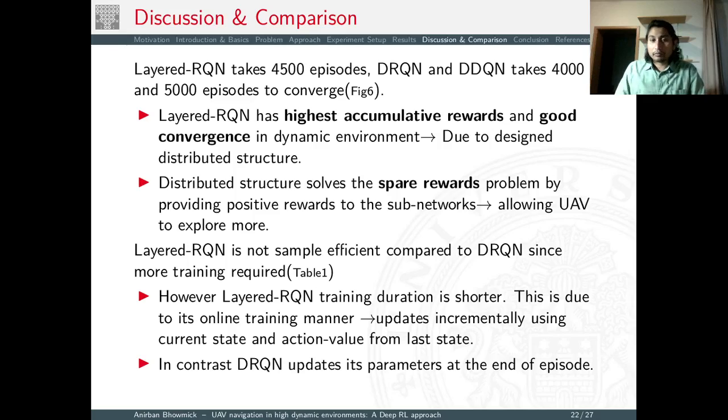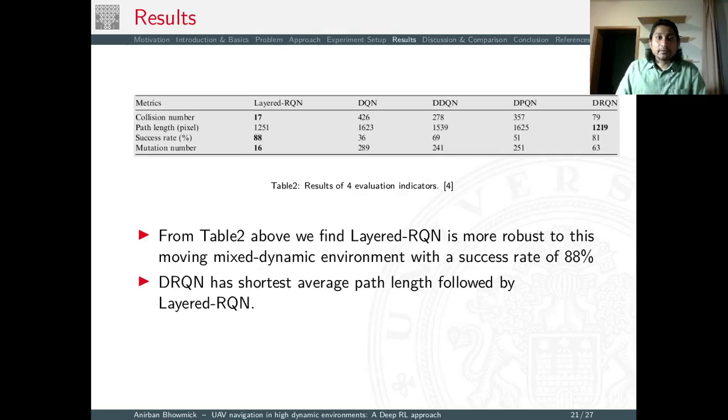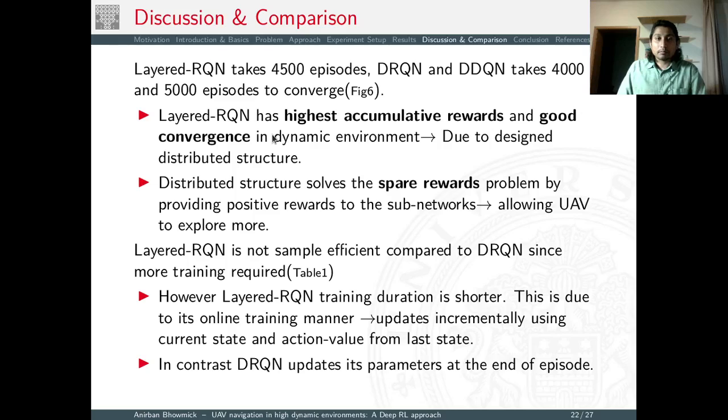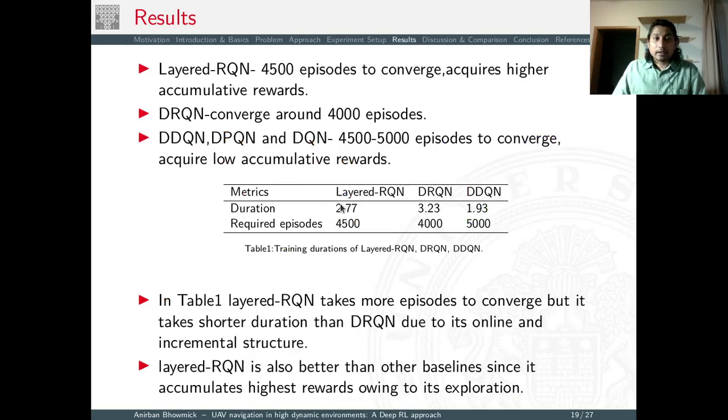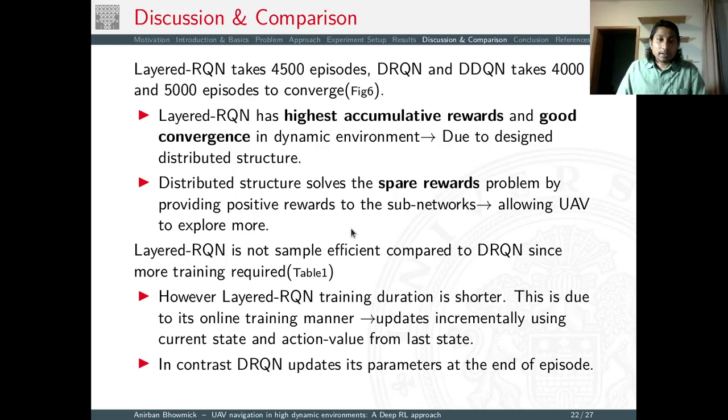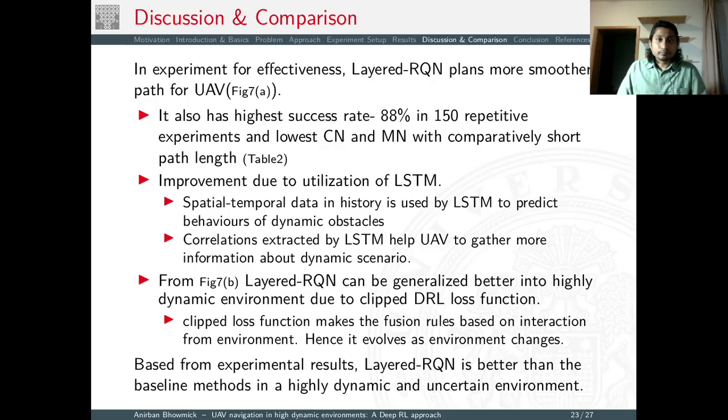But the layered RQN is not very sample efficient, as we see here, because it requires more episodes. But if you consider how many total rewards it accumulates and the total time it takes to converge, I think it is a much better approach compared to the others. And also you can see the improvement in the success rate and the lowest collision number.